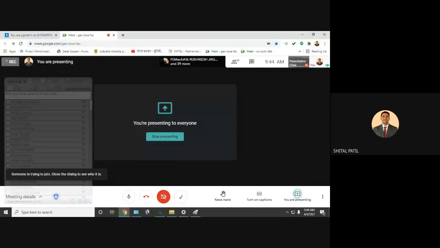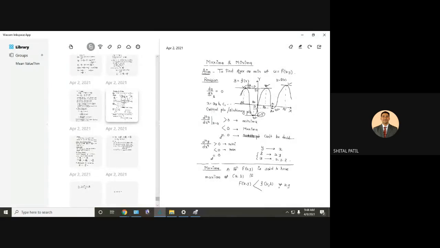And we'll start with examples. So last time we studied this part, maxima and minima. Our aim is to find the maxima and minima of a function u equal to f of x, y.